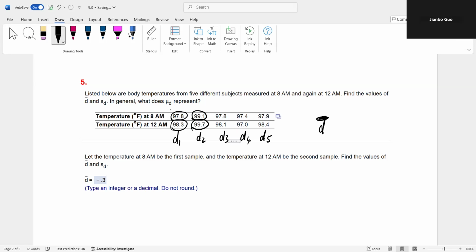D bar is the average of D1, D2, D3, D4, D5. So that's the meaning. And S sub D is the standard deviation of those 5 values. Calculating is doable when the sample size is small. When the sample size is a little bit bigger, let me show you how to use the TI-84 calculator to get it done.